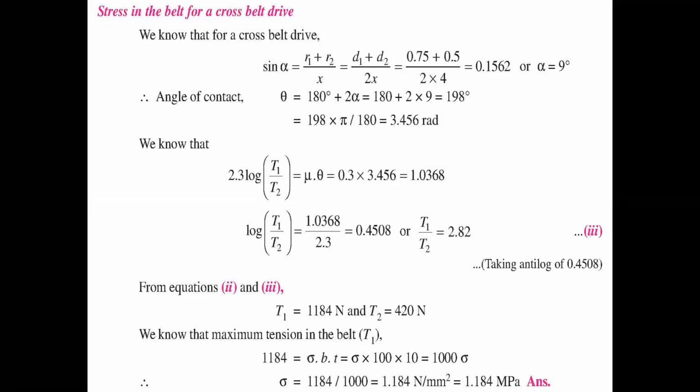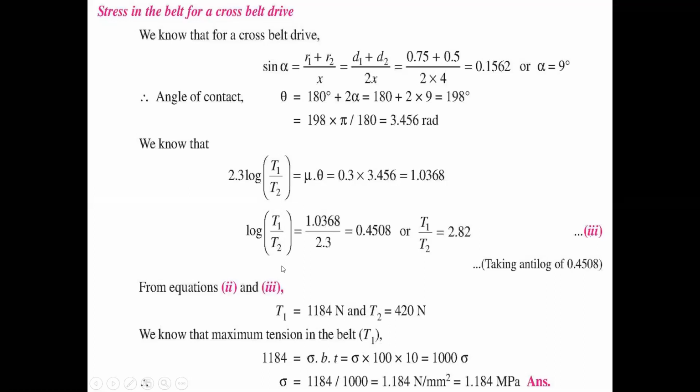Now finding the angle of contact. The formula is 180 plus 2 alpha, so that is 198 degrees, which is 3.456 radians. We know that 2.3 log of T1 by T2 equals mu theta.